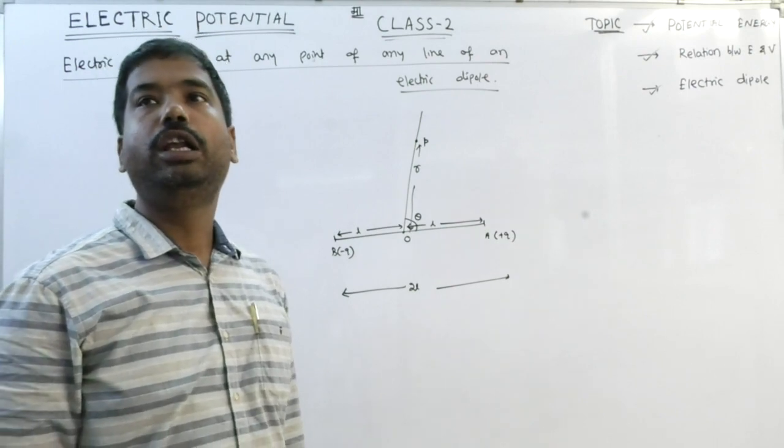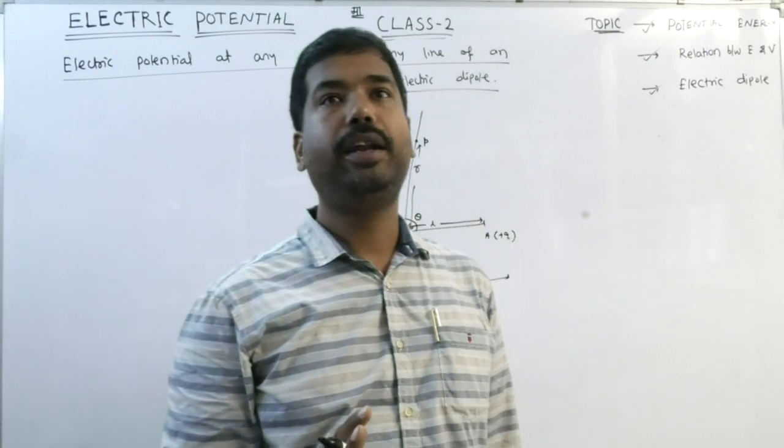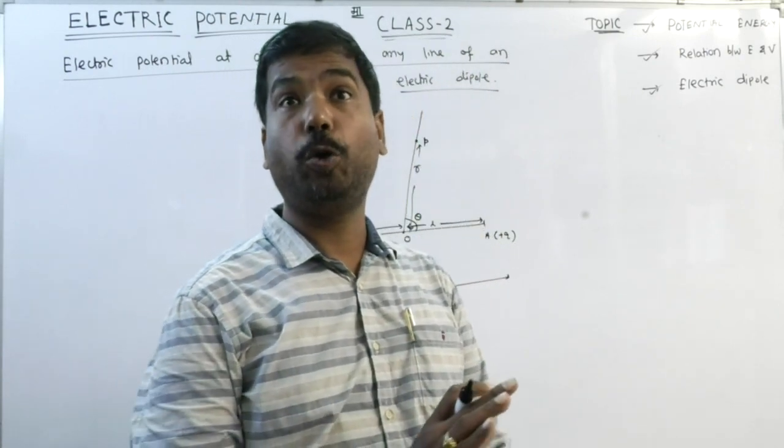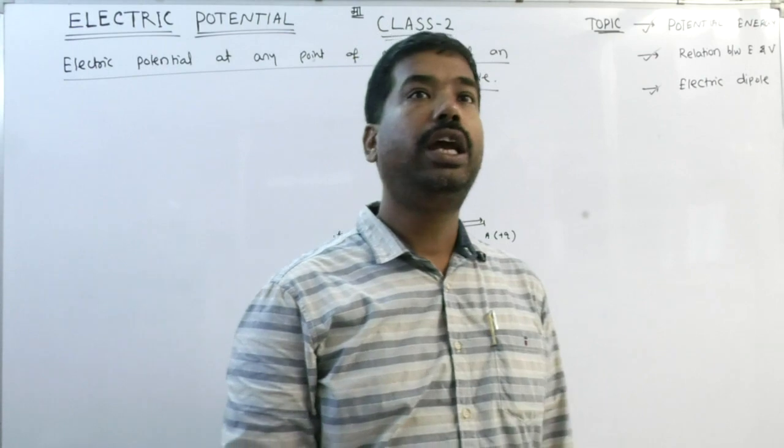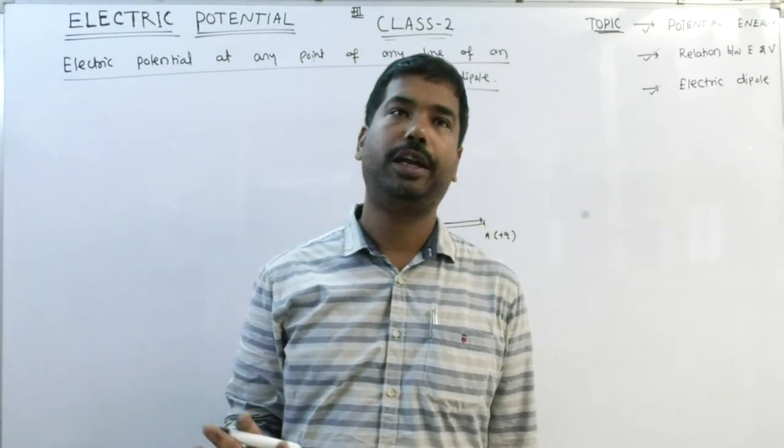Clear? So listen here, potential is a scalar quantity. The first point we have to remember is that potential is a scalar quantity, it has no direction. The second thing is that electric potential is positive for a positive charge and negative for a negative charge. Clear?